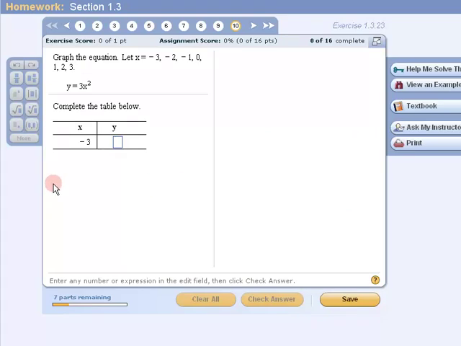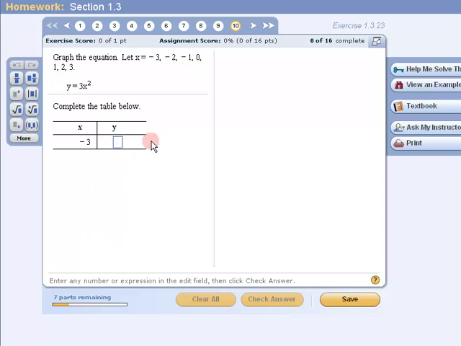Here is a sample problem that you would see in your online homework for this particular course. It asks you to graph the equation, and the equation is given here, y is equal to 3x squared, and it's telling you, let's plot it at the values of x, -3, -2, -1, 0, 1, 2, 3. And so you're going to fill in the t-chart here.